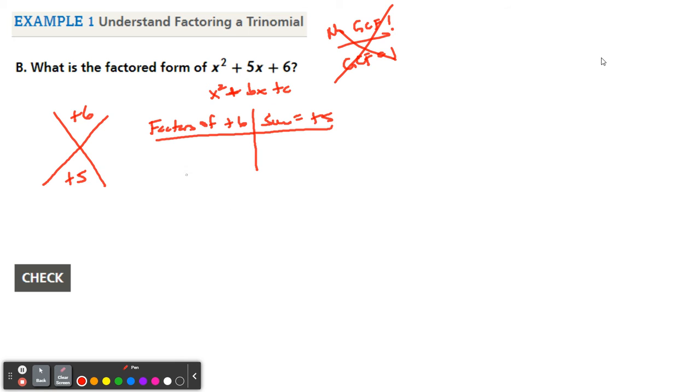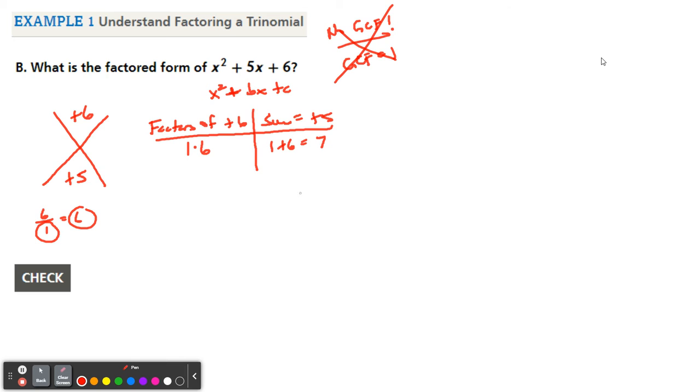And here's how you do this, right? The numbers are pretty small, but if you don't know, you just use division, right? So in your calculator, what's 6 divided by 1? Well, 6 divided by 1 is 6, which means that 1 and 6 are factors. 1 times 6 is going to give you 6, right? But what is 1 plus 6? 1 plus 6 is 7. That's not going to give you 5.